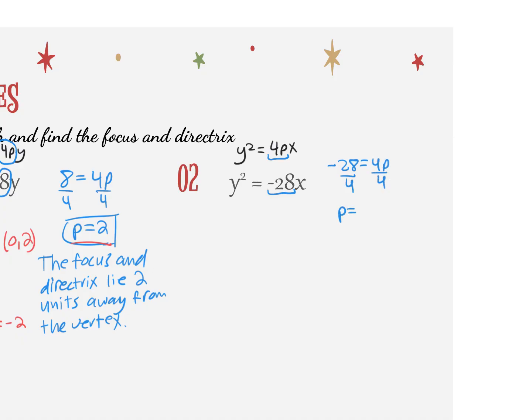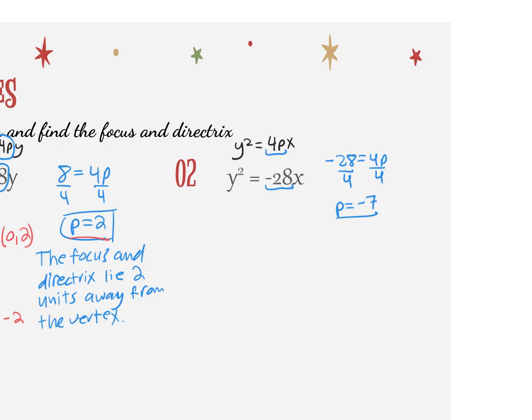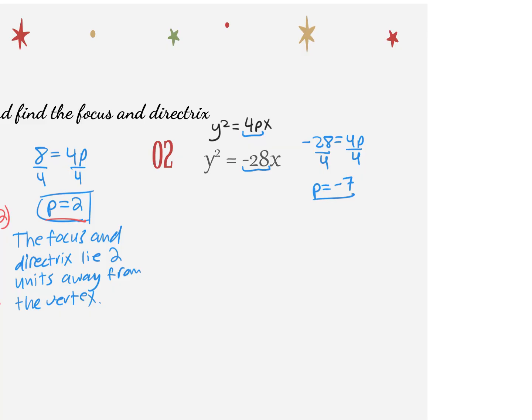And then we get p equals negative 7. All right, so again, it's not asking for the p-value, but let's interpret this p-value. I'm not going to write a sentence like I did for the first one, but just think about it. What does this p-value of negative 7 tell you about your parabola? Well, it means that your focus and directrix are going to be 7 units away from your vertex. Since it's negative, that means we're going to go in the negative direction.